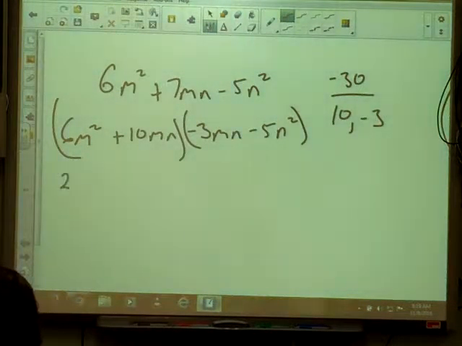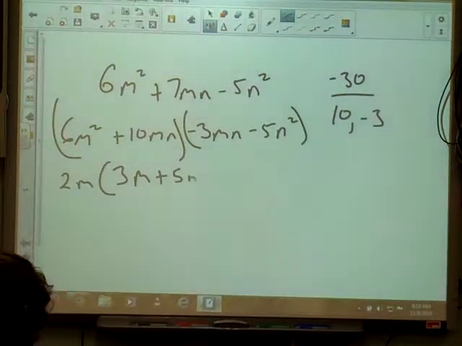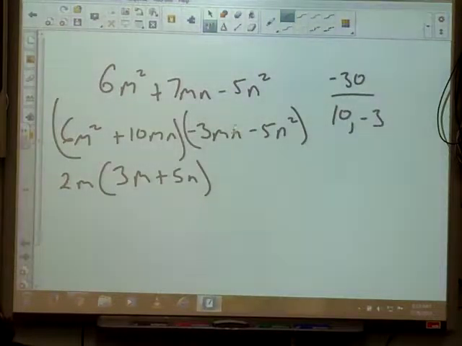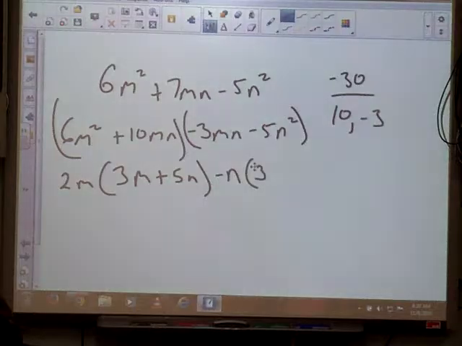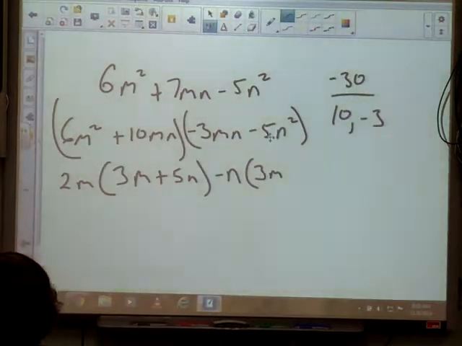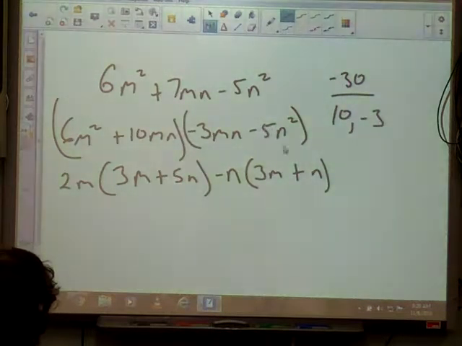You're golden. Let's take a 2m out. 6 divided by 2 is 3. M squared divided by m is m. 10 divided by 2 is 5. I took the m out, so there's an n. All right, I see I've got an n in both of these, but I need my 3 and my 5 to be positive, so I need to take out a negative n. Negative by negative is a positive. That one's got an m left. Negative by negative is a positive, and that's an n. Oh, I left my 5 off. There's a 5 there still. I was trying to make Scout be right on that.